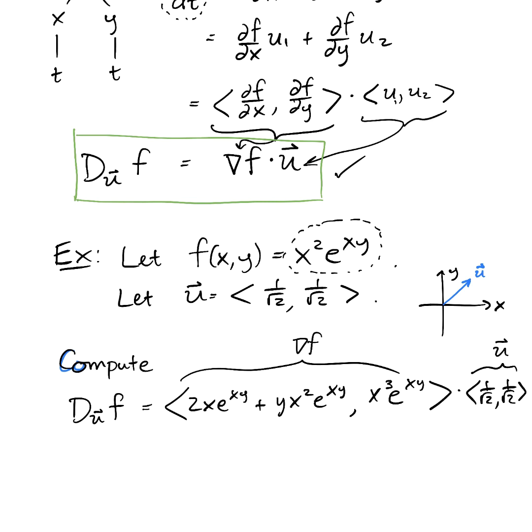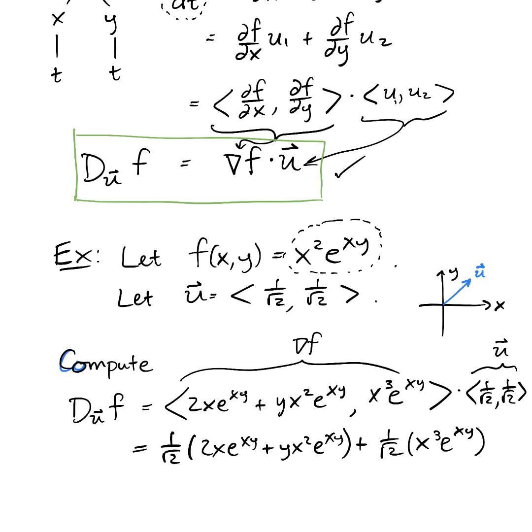All right, and therefore, if you do the dot product, just like old school Calc 3 style, you get 1 over root 2 times that first entry, 2x e to the xy, plus y x squared e to the xy, and then plus 1 over root 2 x cubed e to the xy. There's your directional derivative in the direction of the vector u.